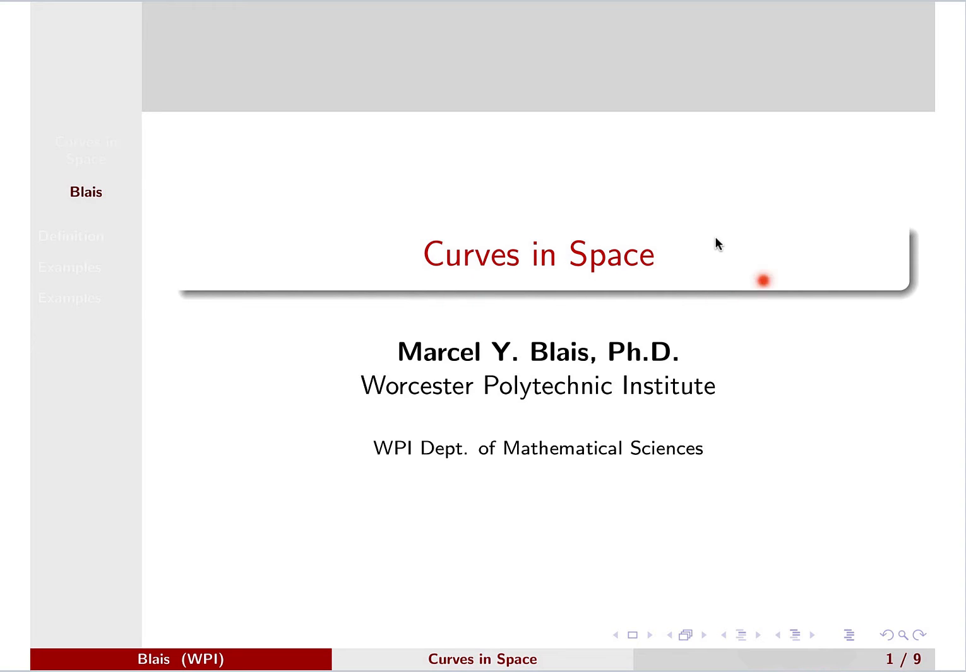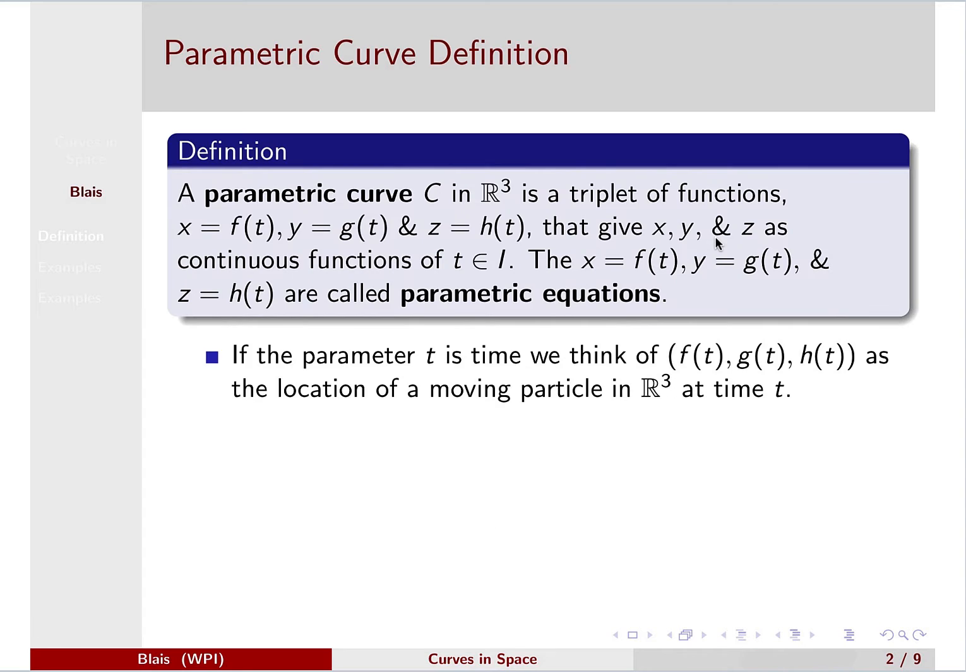In this lecture, we will be studying curves in three-dimensional space and vector-valued functions. Let's start with our definition of a parametric curve. A parametric curve C in R3 is a triplet of functions, x equals f of t, y equals g of t, and z equals h of t, that give x, y, and z as continuous functions of the parameter t in some domain I.